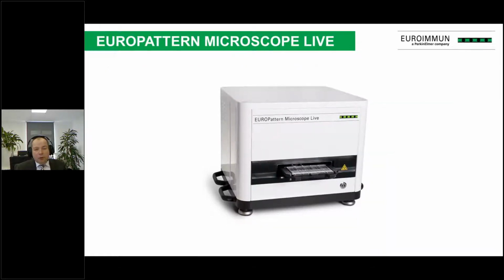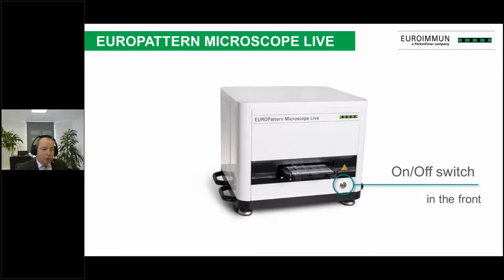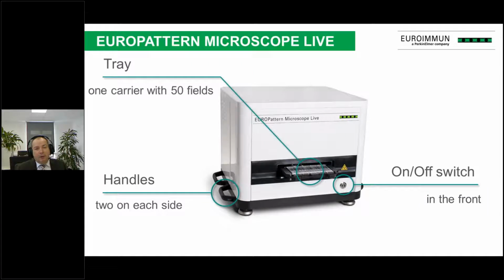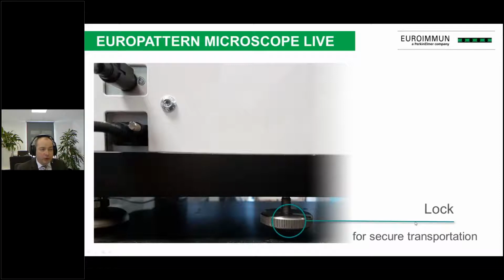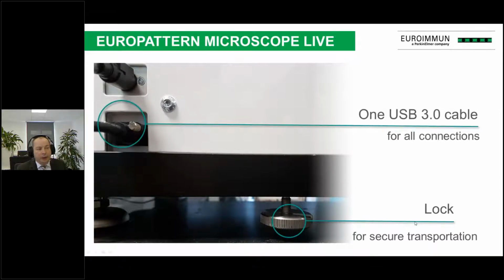The EUROPattern Microscope Live is also really easy to operate. At the front, you can find one on/off button for the microscope. On each side, you see 2 handles for transportation, and the loading of the slides is realized with the motorized cross table for one carrier with 50 fields. The installation is also very easy. You see here the lock for secure transportation, and just one USB 3.0 cable for all connections. That's all.